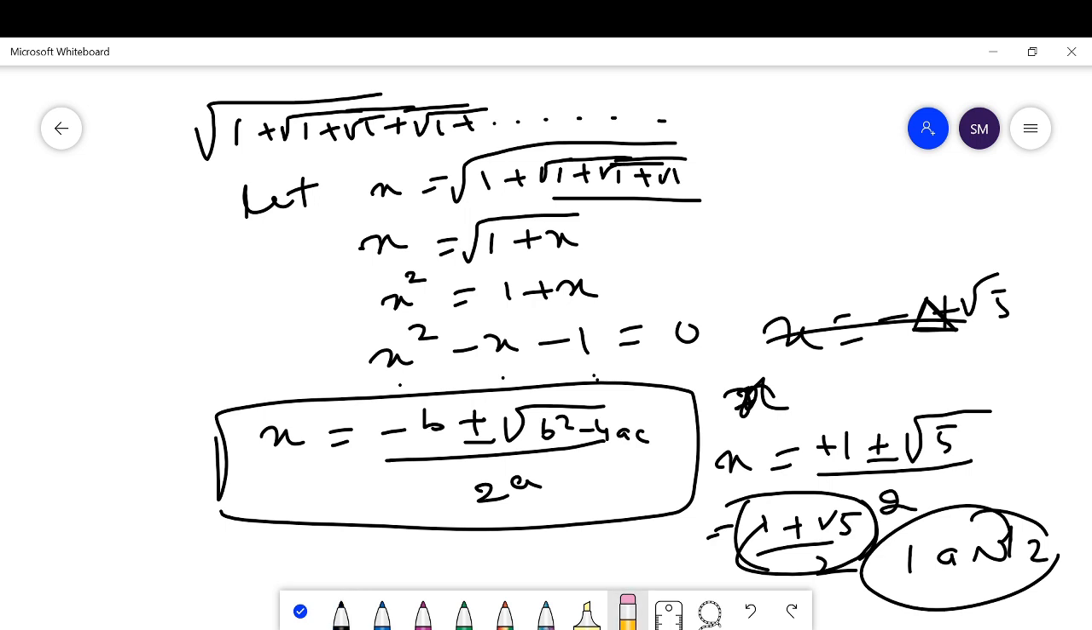Today this much. In my next class we will discuss cube and cube root.